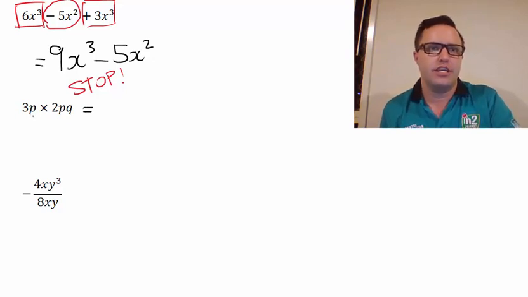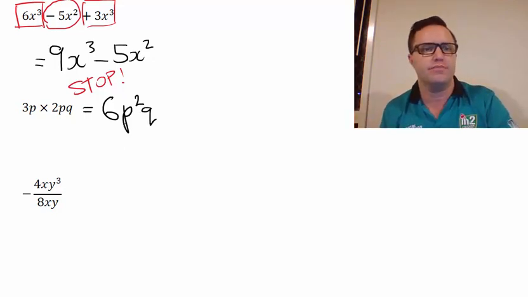Okay, some multiplication here. We've got 3p times 2pq. So we're going to multiply our numbers together first. 3 times 2 is 6. We've got p times p, which gives me p squared. There's no other p on this one, so the letter that's left is just the q. Just smash them together with the multiplication.